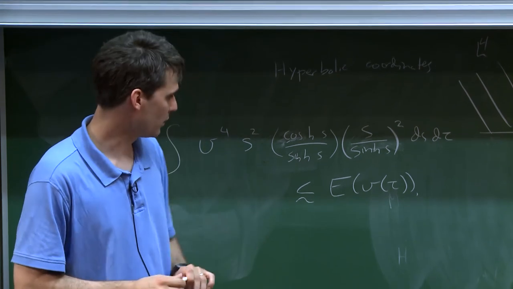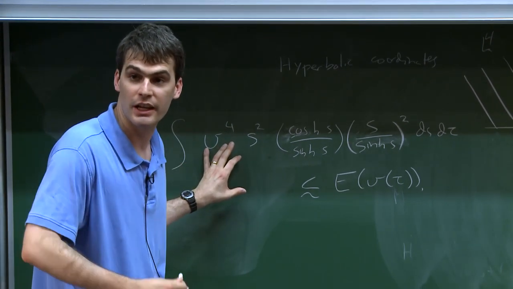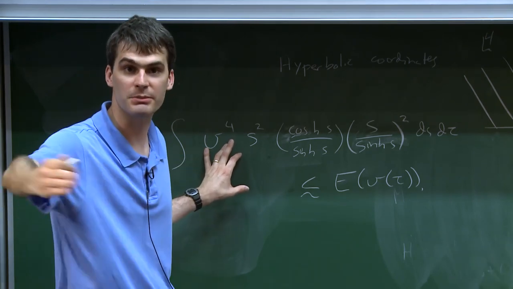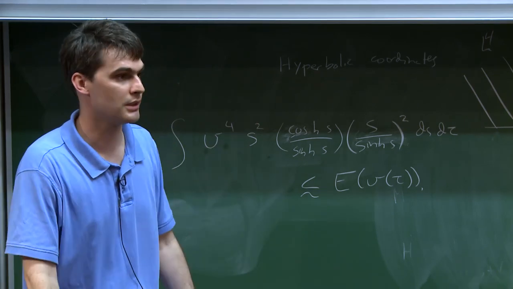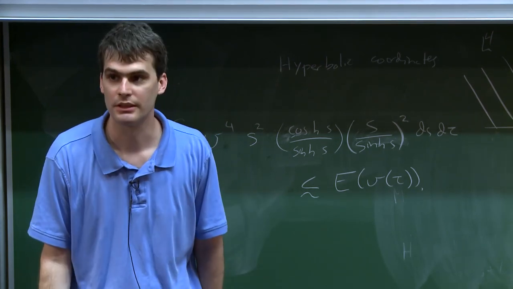You can control this for a Fourier truncated piece, and then the long-time Strichartz estimates just say, well, the behavior is basically linear at higher frequencies, so you put it together and you're done. So anyway, that's probably about it.